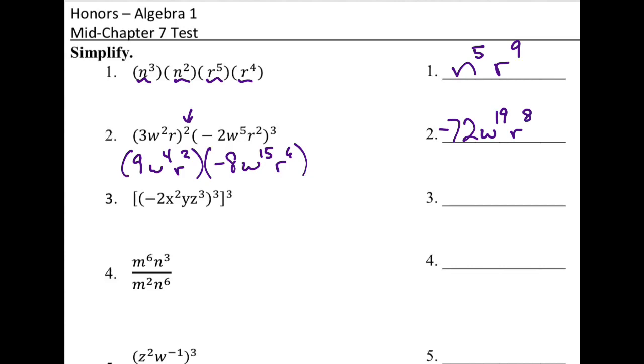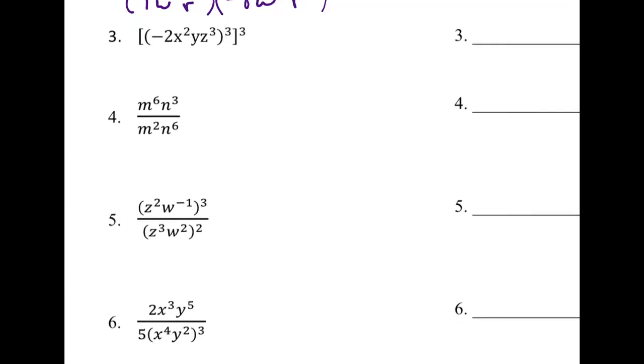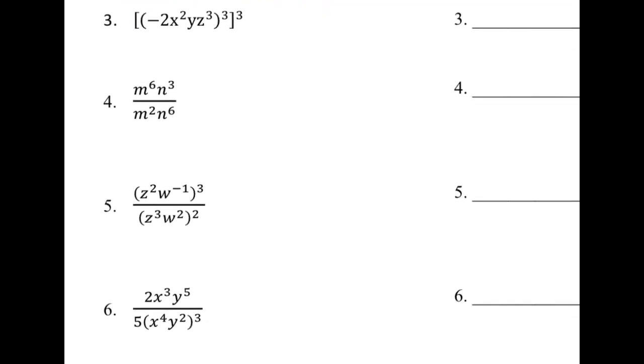Okay. Number 3, this is our power to a power rule. So, got a couple of things happening here all at once. We'll focus on the inside parenthesis first and leave our bracket raised to a power alone. So inside that bracket we have negative 2 cubed, which is negative 8. X squared raised to the 3rd power.